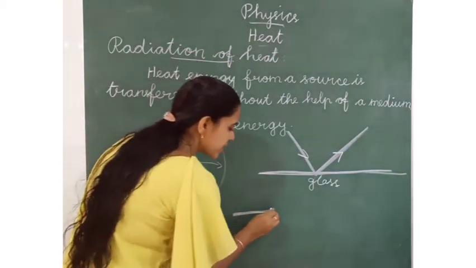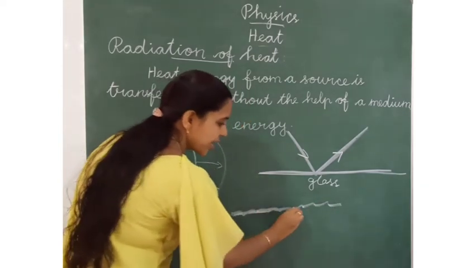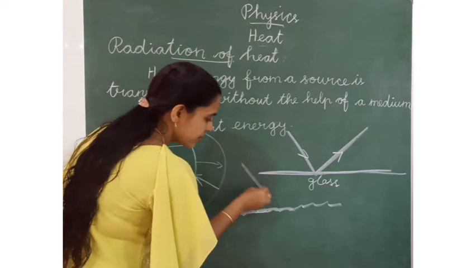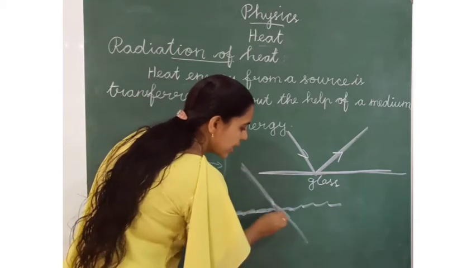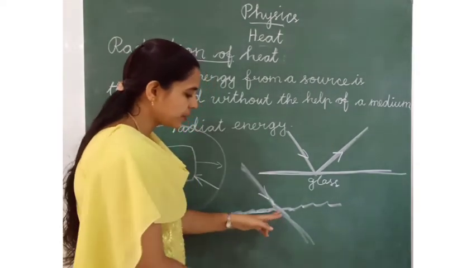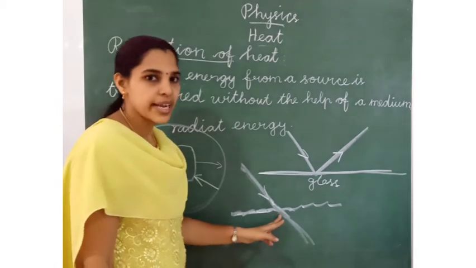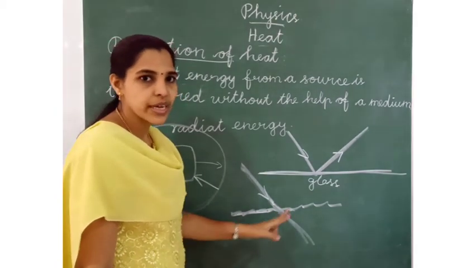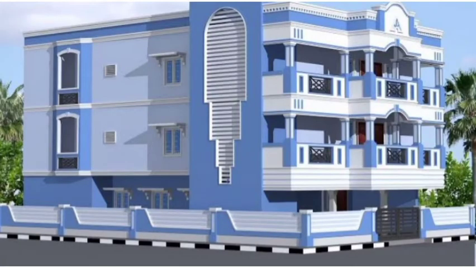If the surface is very hard, the light will be absorbed. Light is absorbed here, so it is called a good absorber and poor emitter. We have some examples of absorption and reflection of radiation.